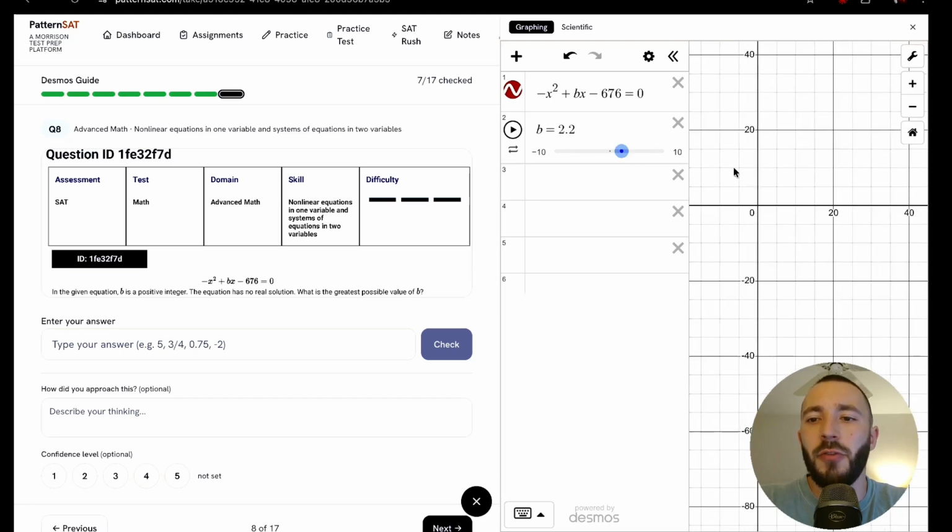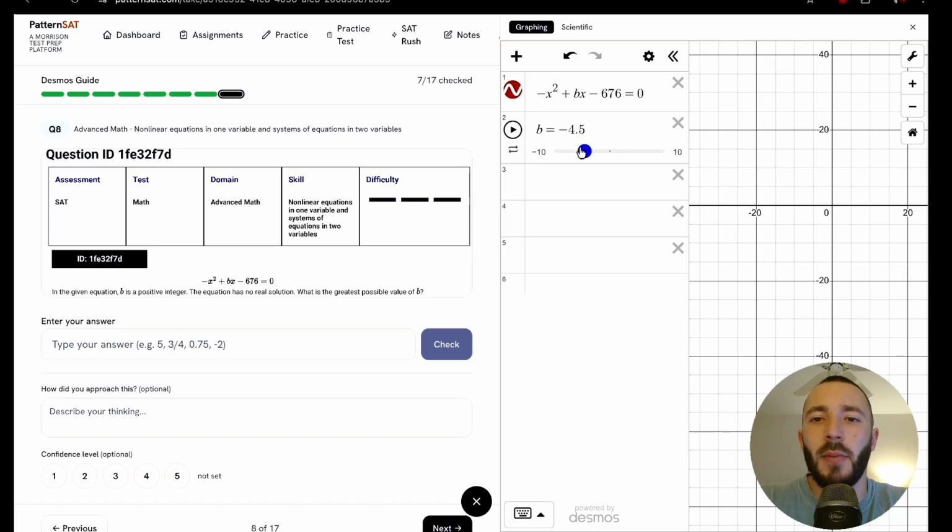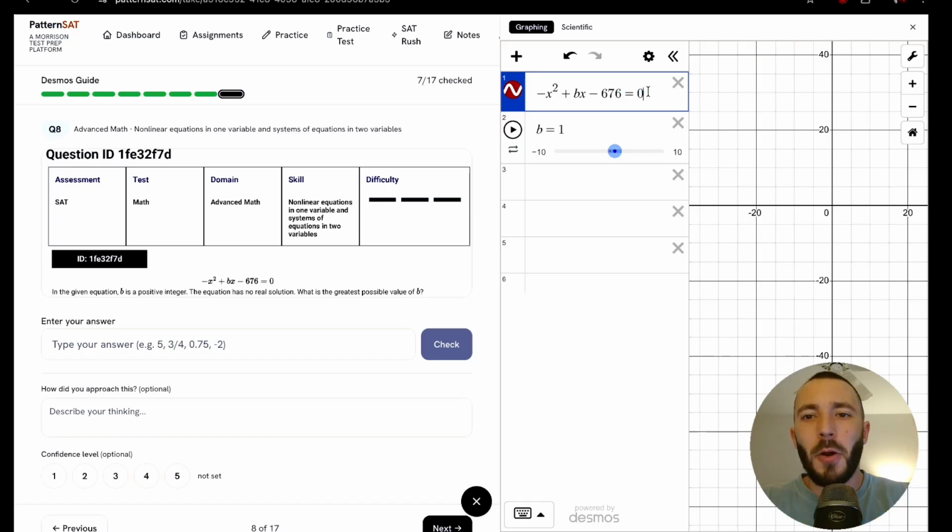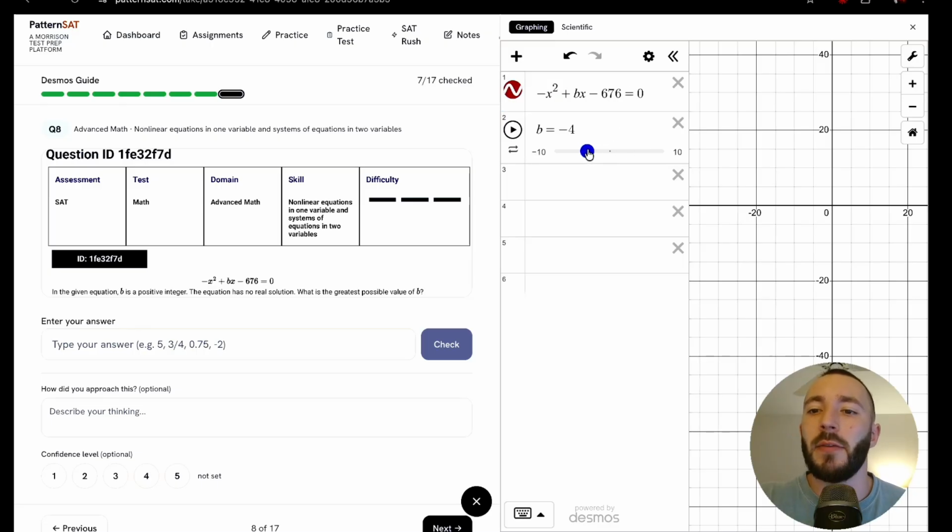Now, visually, I'm not seeing anything. And there's a good reason for that, because I don't know what's going to trigger this function to actually have solutions, meaning I don't know when this thing is actually going to ever equal 0. It might be really negative right now, and that's why I'm not seeing any solutions.